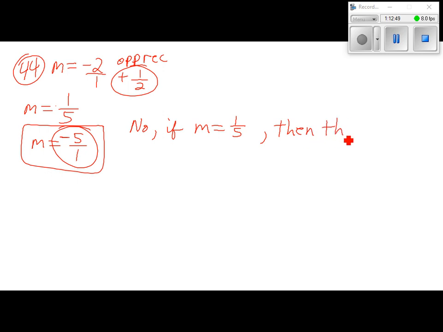the perpendicular line would have a slope of -5/1. So it's not positive.